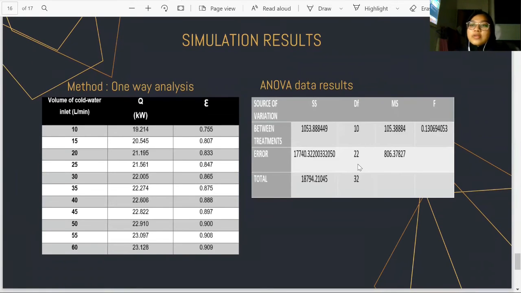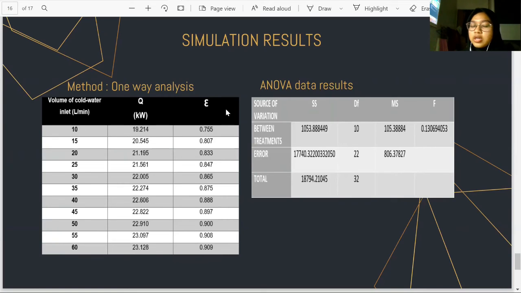So this is for the statistics part. For our statistics, we have decided to use the ANOVA method, and the ANOVA method that we have chosen is one-way analysis, which only requires one-way data. So this is our table, or the relationship table that we have used, which has the volume of cold water inlet, the Q, and the effectiveness of the heat exchanger. These three have 11 different variations.